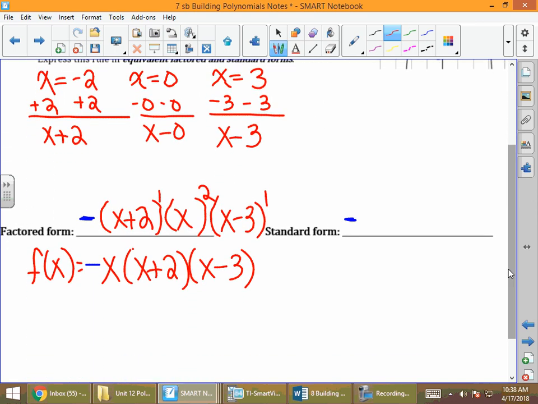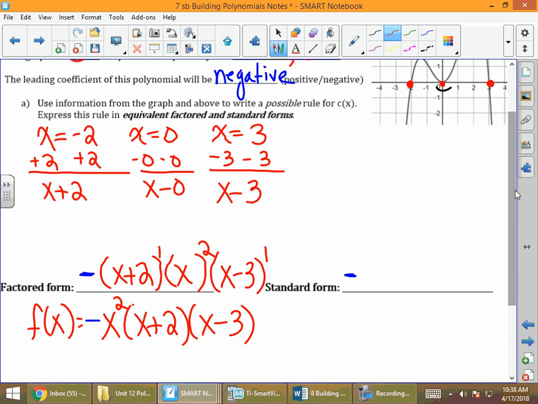So as we finish this here, let me put it in also on that bottom one. It's -x squared times x plus 2 times x minus 3. We don't necessarily have to write to the first power. But now that we've got that, we're going to take those values here and we're going to multiply them together. So once again, our function is -x squared times x plus 2 times x minus 3.